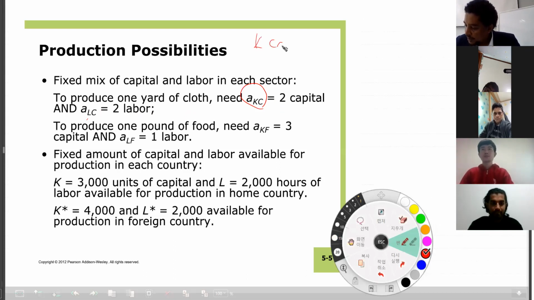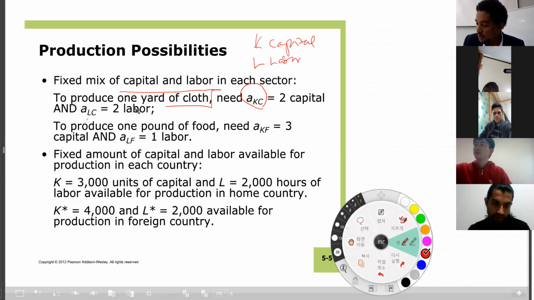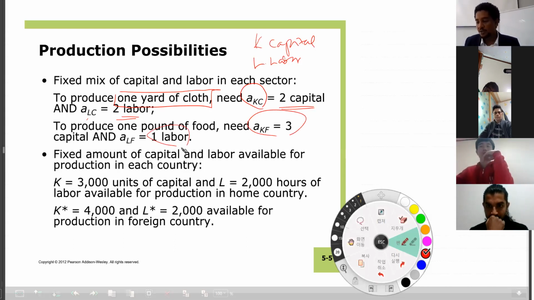So K is capital, right? And L is labor. So we have a_KC, which is capital used to produce a yard of clothes. To produce 1 yard of clothes, we need 2 capital and 2 labor. And to produce 1 pound of food, we need 3 capital and 1 labor. So this is the different mix of capital and labor we have, okay?